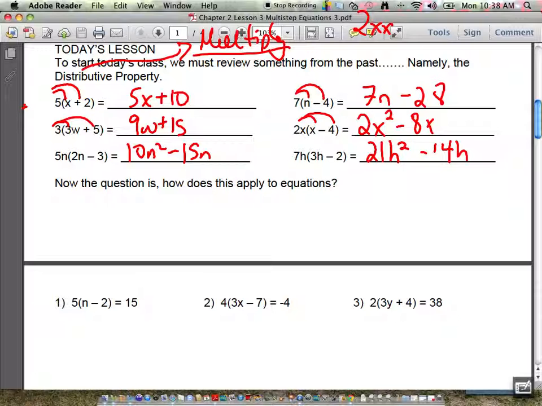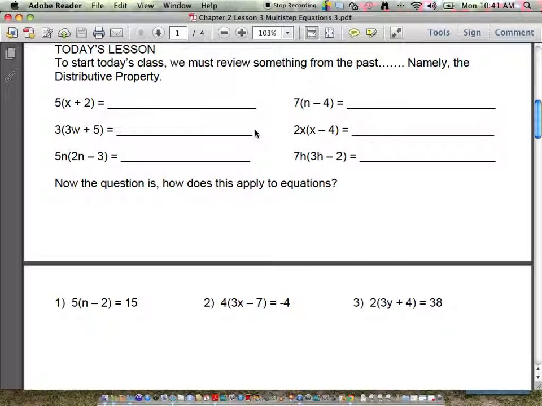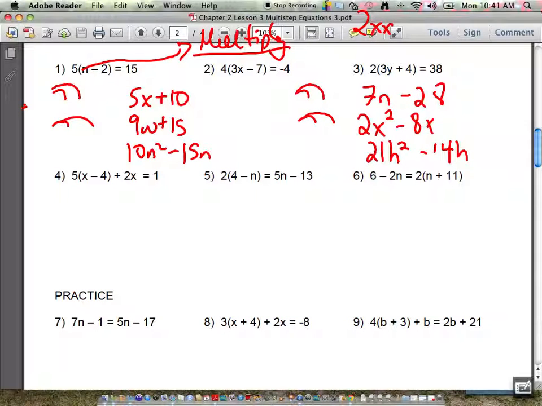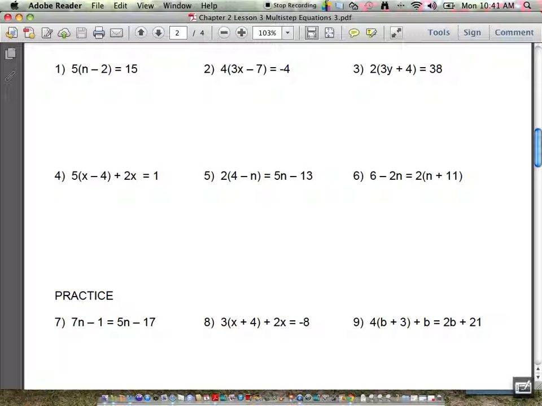How does this relate to equations? The way it relates to equations is this. If you see an equation like number 1 with a number outside the parentheses, the first thing you're going to do is distribute. What's 5 times n? 5n. And what's 5 times negative 2? Negative 10 equals 15. And now, doesn't this look like a normal two-stepper, like that first question on the quiz?